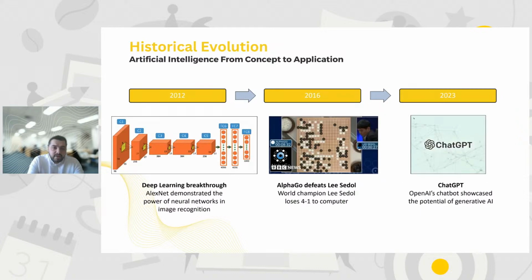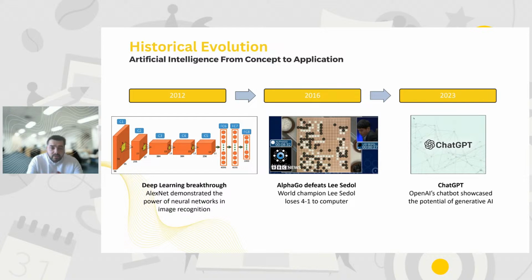Then we have other evolutions. In 2012, we have the deep learning breakthrough. AlexNet demonstrated the power of neural networks in image recognition. Then in 2016, AlphaGo, another case of a computer playing a game against a professional champion, and Lee Sedol loses 4-1 to the computer. And of course, currently, one of the most famous is ChatGPT in 2023. I guess all of us know about that. And basically, this is the overview of the historical evolution of AI.